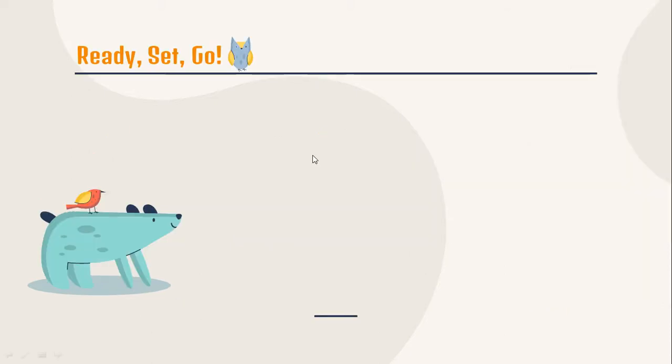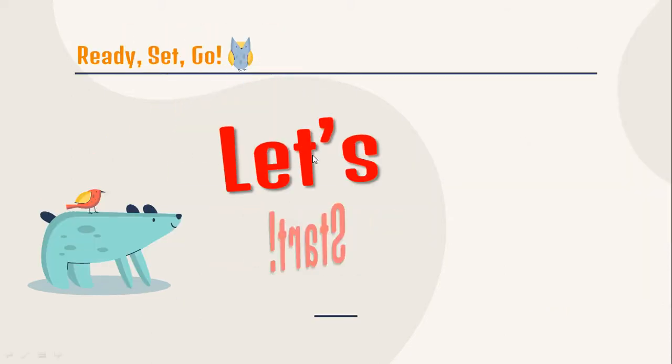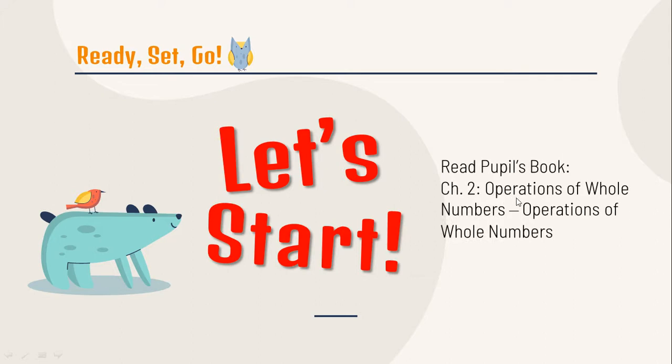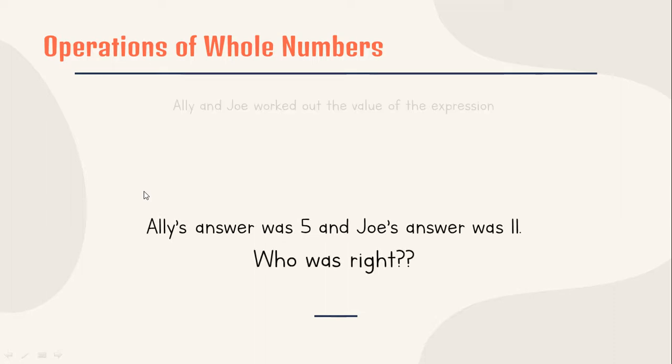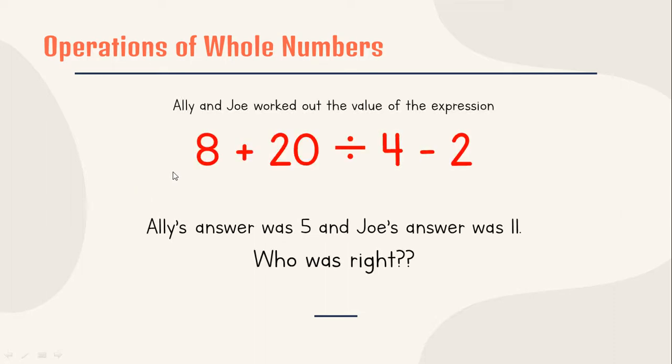We're going to continue our lesson about Chapter 2, but now we are in the operations of whole numbers. Now, we have this one, okay? Ellie and Joe work out the value of the expression 8 plus 20 divided by 4 minus 2. Ellie's answer was 5 and Joe's answer was 11. Who was right, you think? Is it 5 or 11?